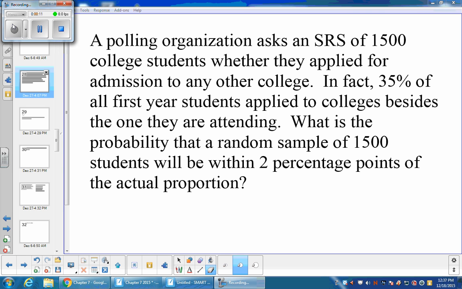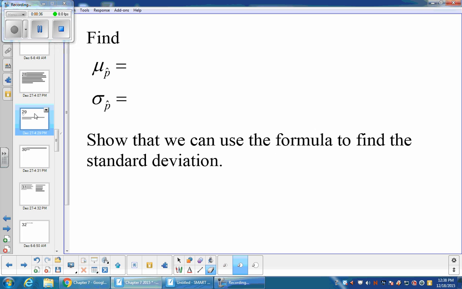This is the example. A polling organization asks an SRS of 1,500 college students whether they applied for admission to any other college. In fact, 35% of all first-year students applied to colleges besides the one they're attending. What is the probability that a random sample of 1,500 students will be within 2 percentage points of the actual proportion? Now there's a few things we need to do before we actually get into finding the probability.